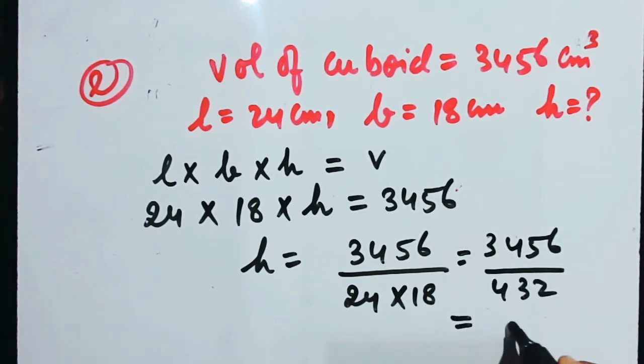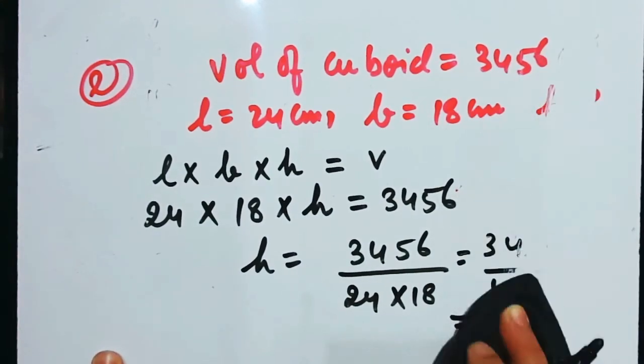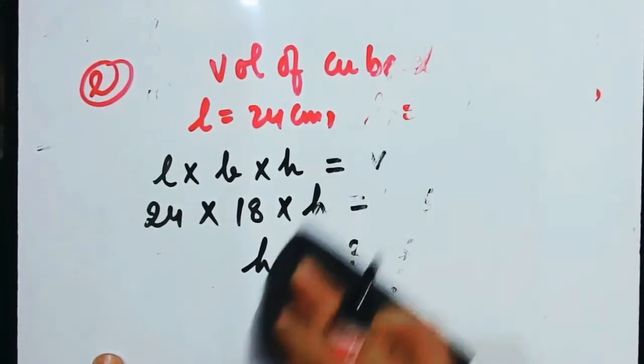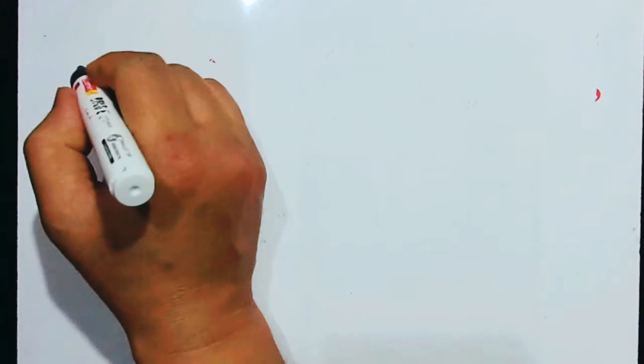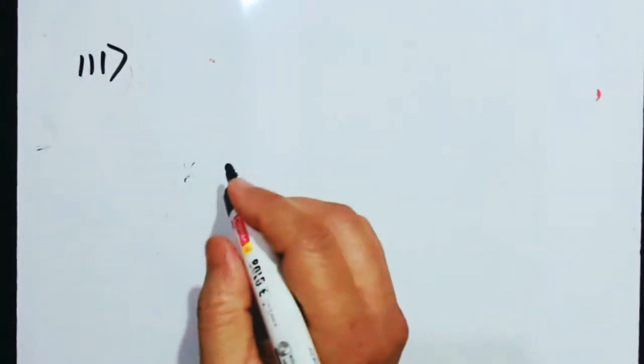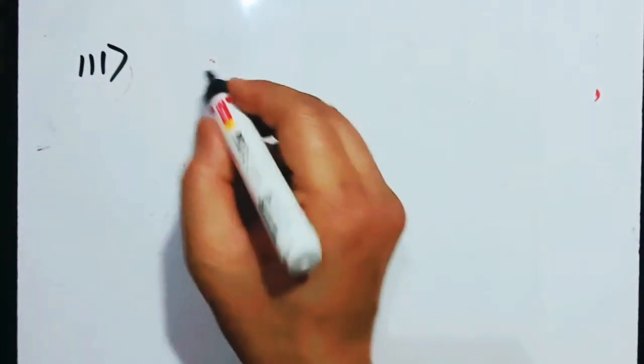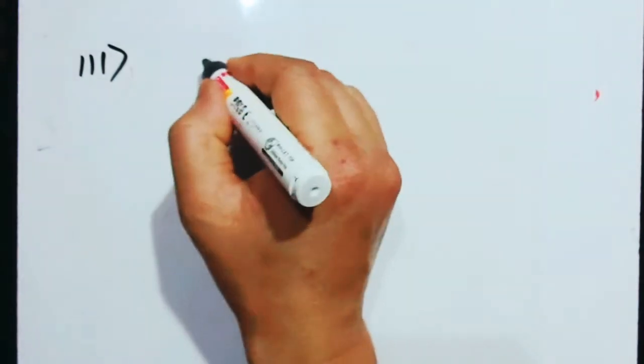You will get it as 8 centimeter. Clear? So similarly, the second part also, the volume of a cuboid is given over here in number second part. The volume of a cuboid is given, length is given, and the height is given. Find the breadth, which can easily be found out.